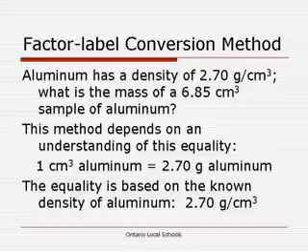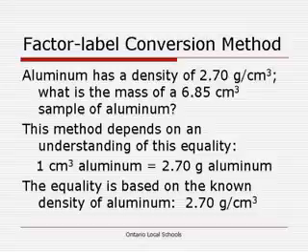We have aluminum with a density of 2.70 grams per cubic centimeter. We want to find the mass of a 6.85 cubic centimeter sample of this. So the method depends on an understanding of the density equality. If I have 1 cubic centimeter of aluminum, I have 2.70 grams of aluminum. Those quantities are equal. Okay, that's the equality we're talking about, and we can do something with that.